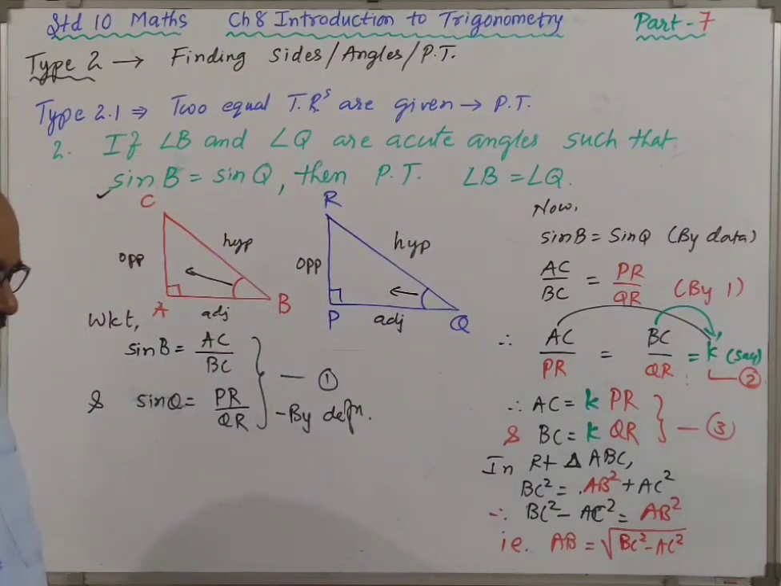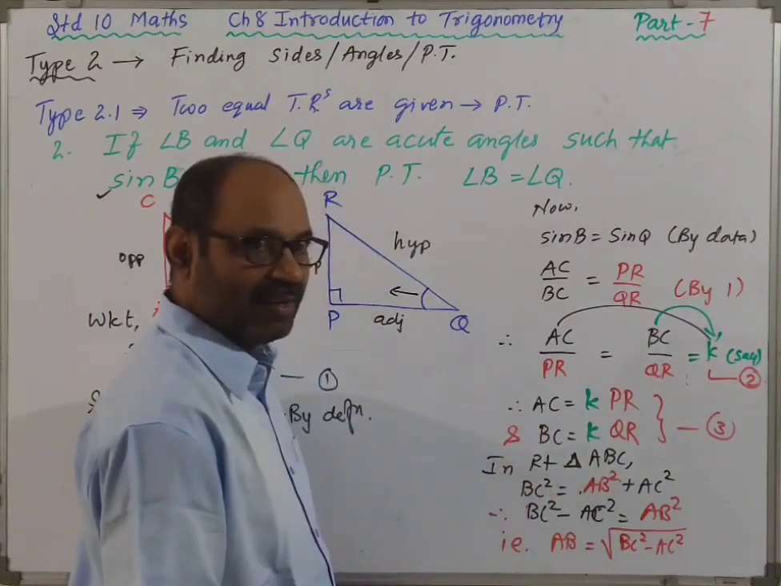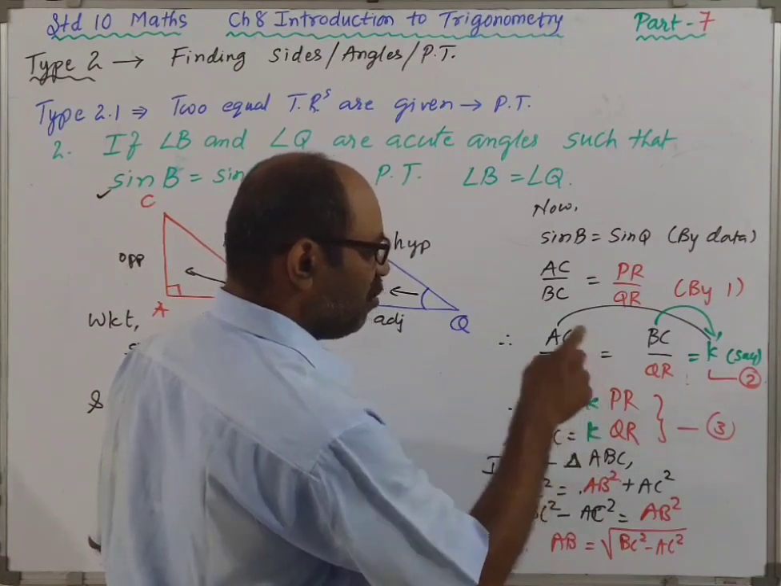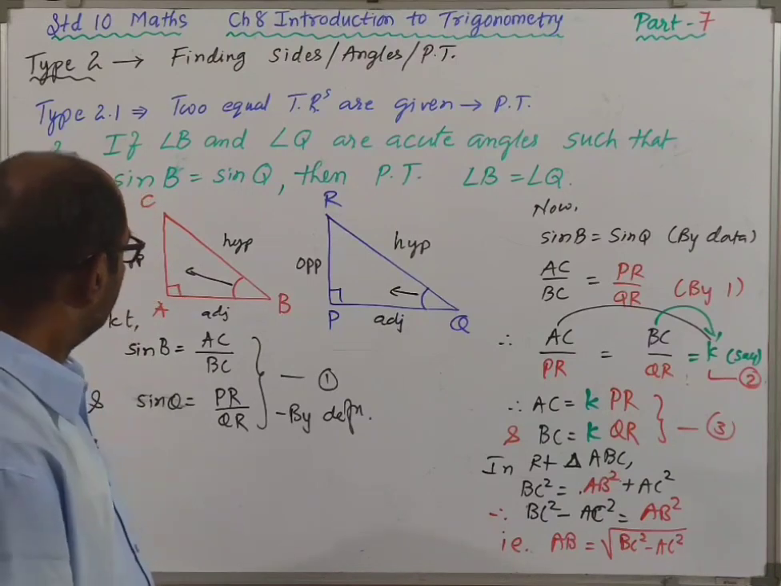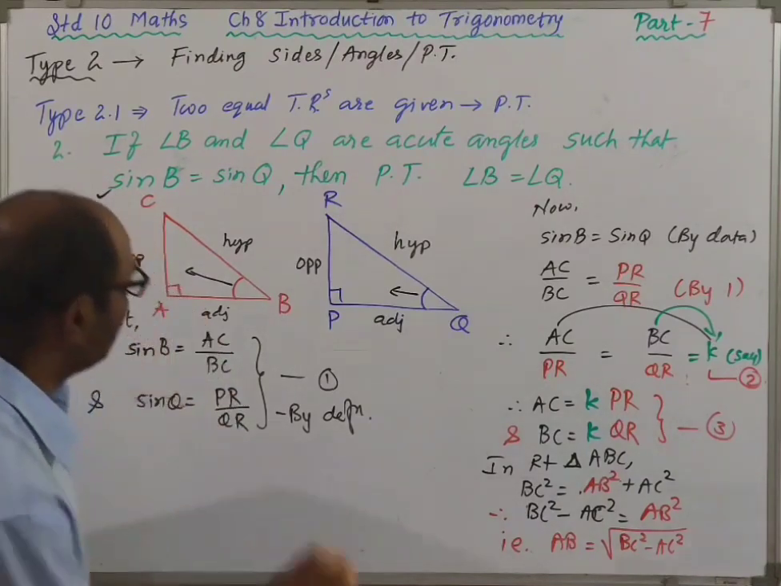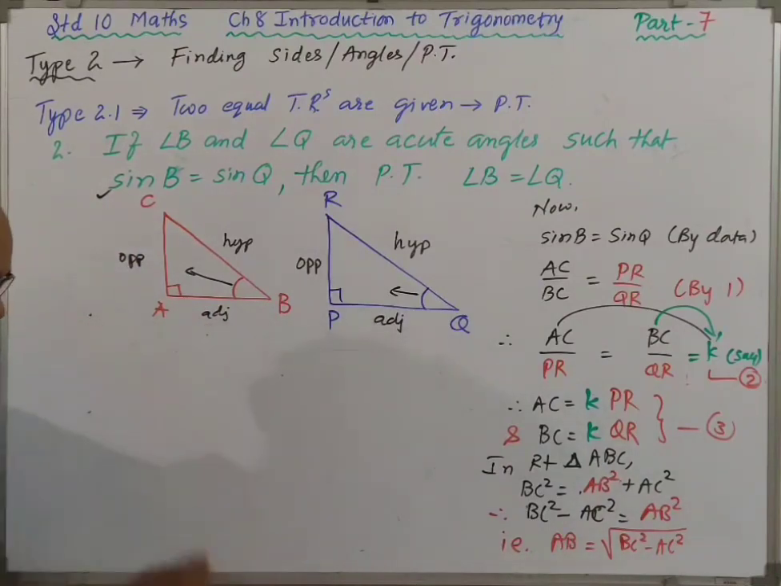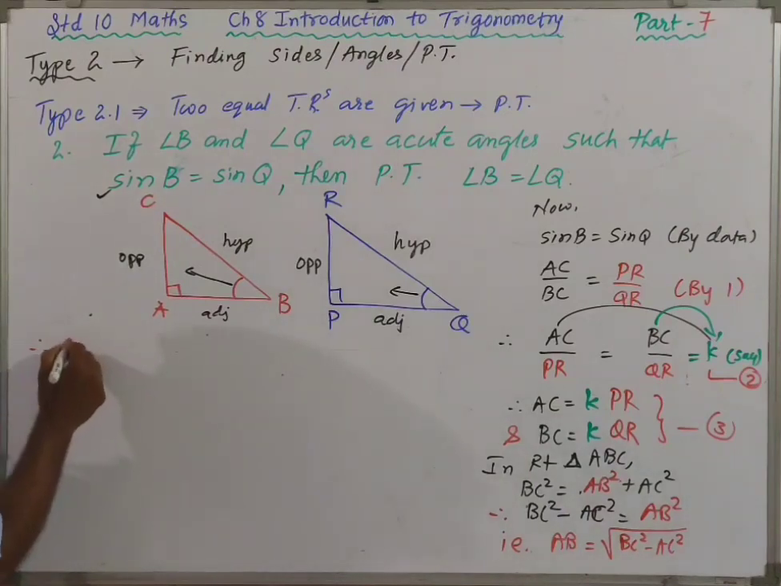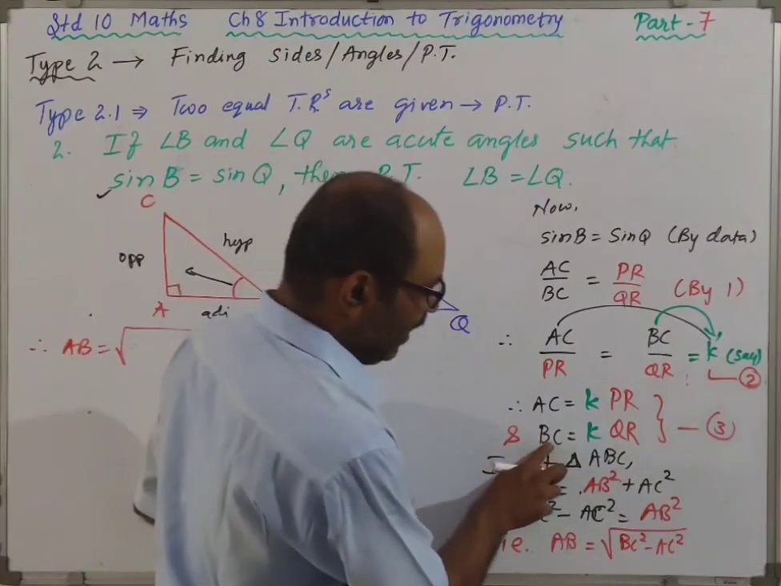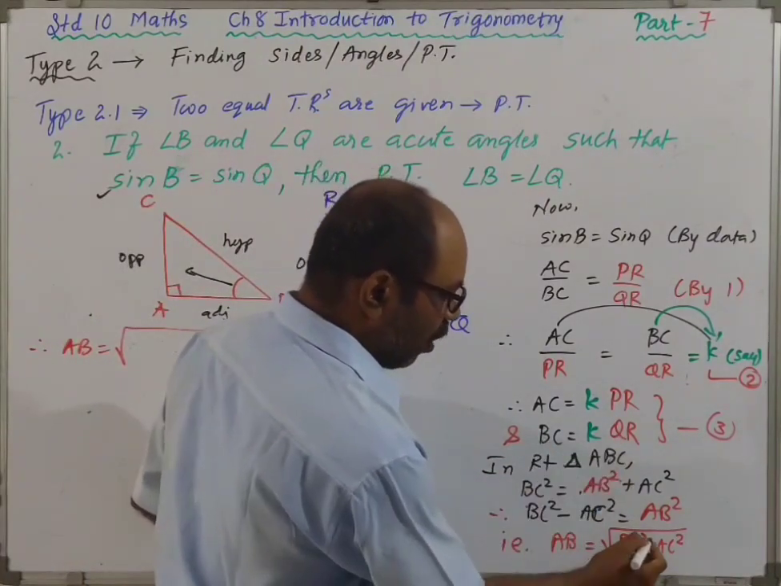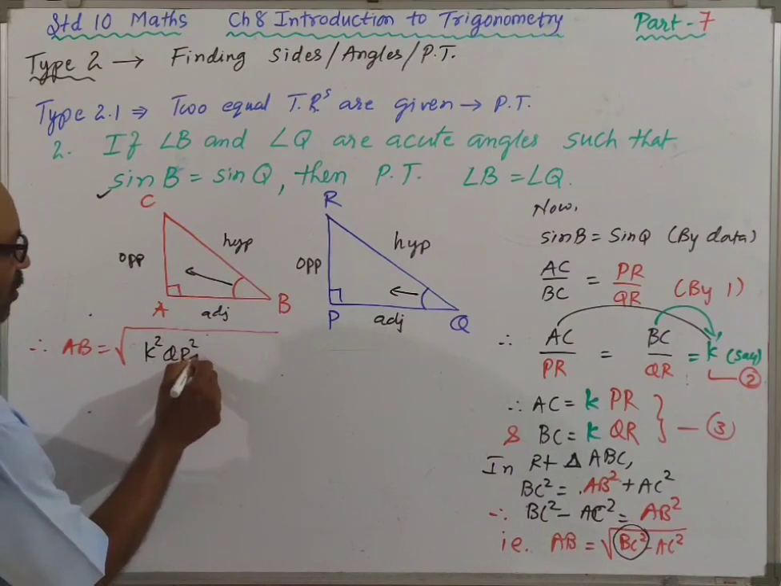All right. Okay. Put the value now. What is BC? K into QR. And what is AC? K into PR. So take that. Put the value. Now, I'll just erase this part to continue. Therefore, AB is equal to square root of, what will be BC? K into QR. So what will be BC square? K square into QR square.